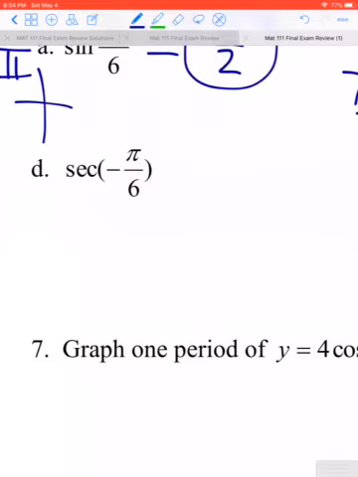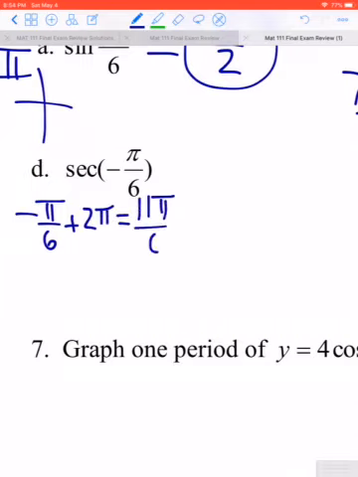The next one we come to is the secant of negative pi over 6. There's a couple different ways you could do it. First thing that some people might want to do is convert negative pi over 6 into a coterminal angle that's between 0 to 2 pi by adding 2 pi. If you do this, you would get 11 pi over 6, and then you could work out the secant of 11 pi over 6. That's a perfectly good way to do it.